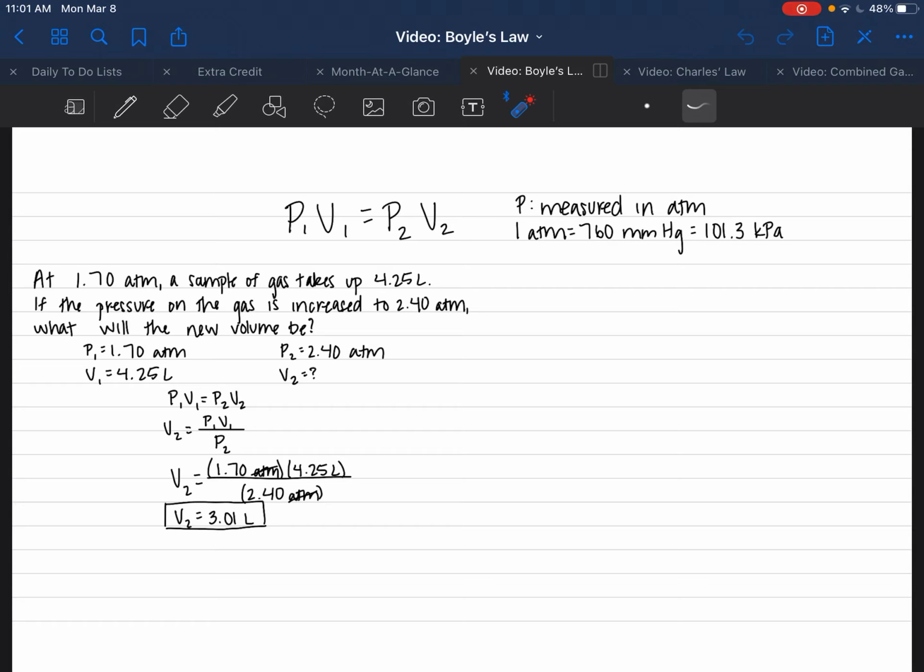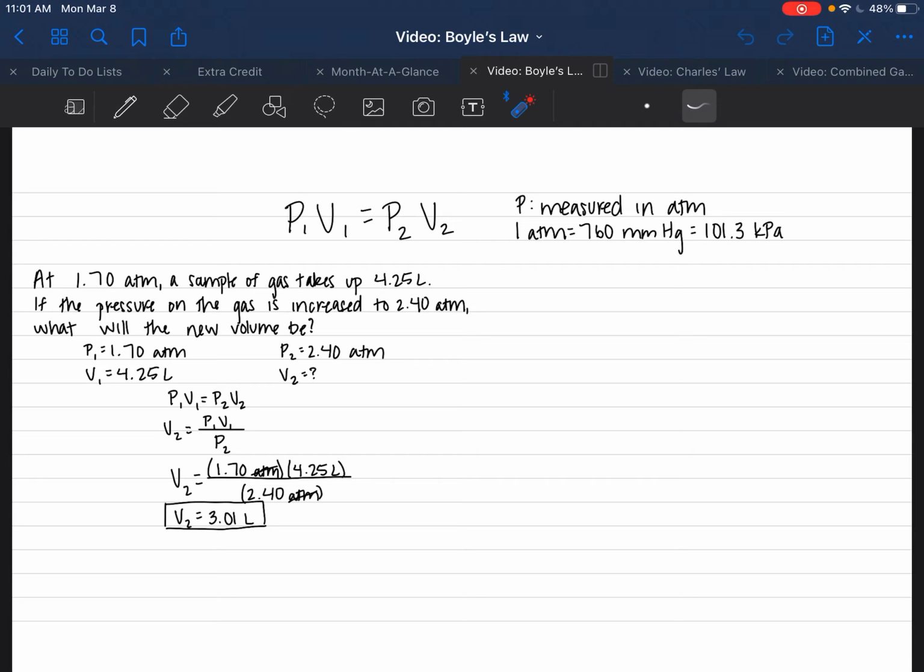We can take that idea and put it into an equation. Notice we have this equation right here. This is Boyle's law. It is the official equation. This tells us that the pressure in the first container times the volume in the first container is equal to the pressure in the second container times the volume in the second container. So if you change one of those values, if you increase the pressure, the volume should go down. If you decrease the pressure, the volume should go up, and vice versa.